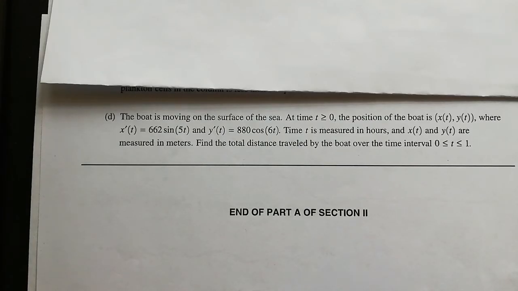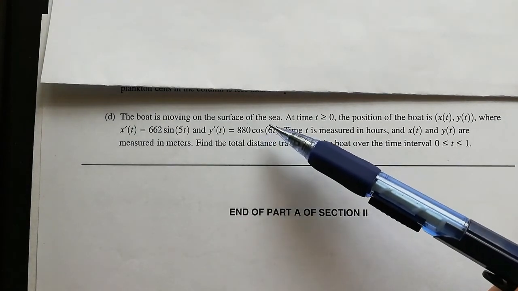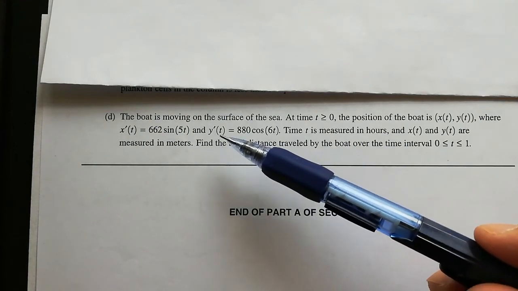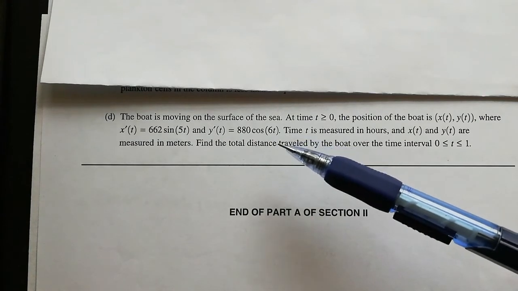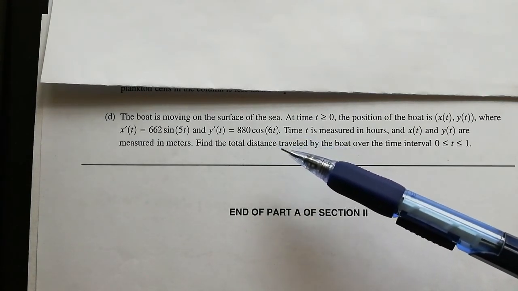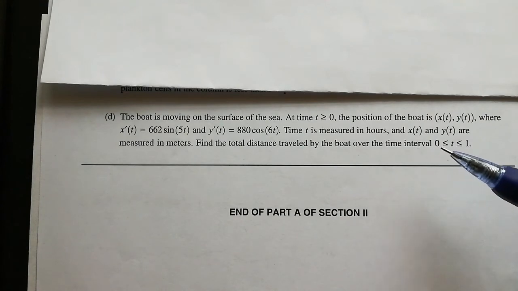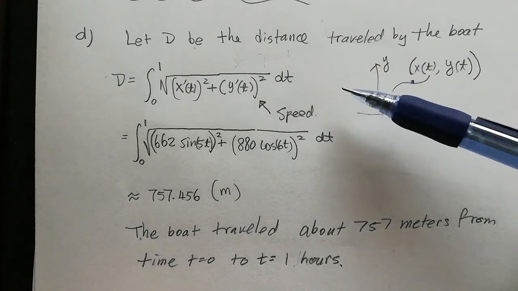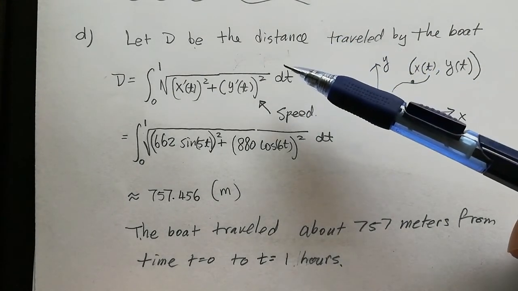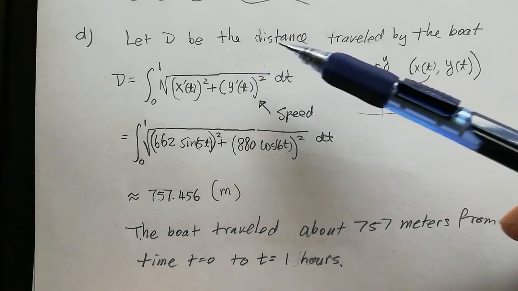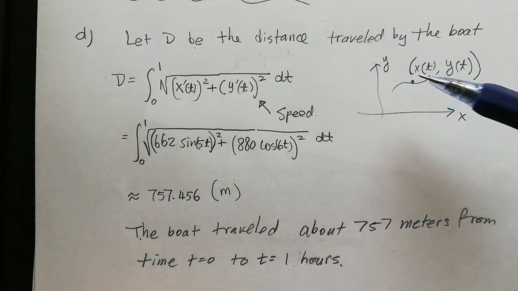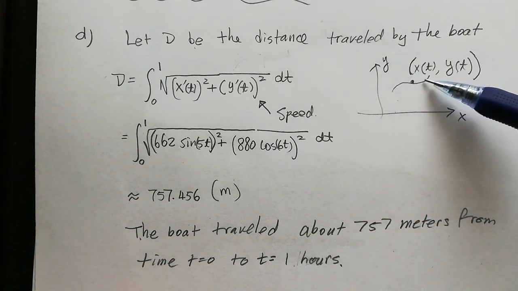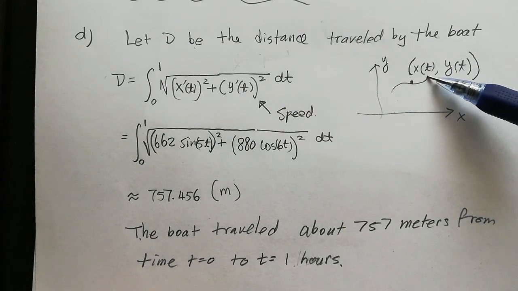The last question is that the boat is moving on the surface of the sea, and you are given the velocities in the x direction and the y direction. They want to know the total distance those people traveled from 0 to 1. This question really has nothing to do with anything we did in the first three parts. Let's say the distance traveled by the boat is s, and you can sketch something like that. This is the position, and you go from 0 all the way to here at time equal to 1.